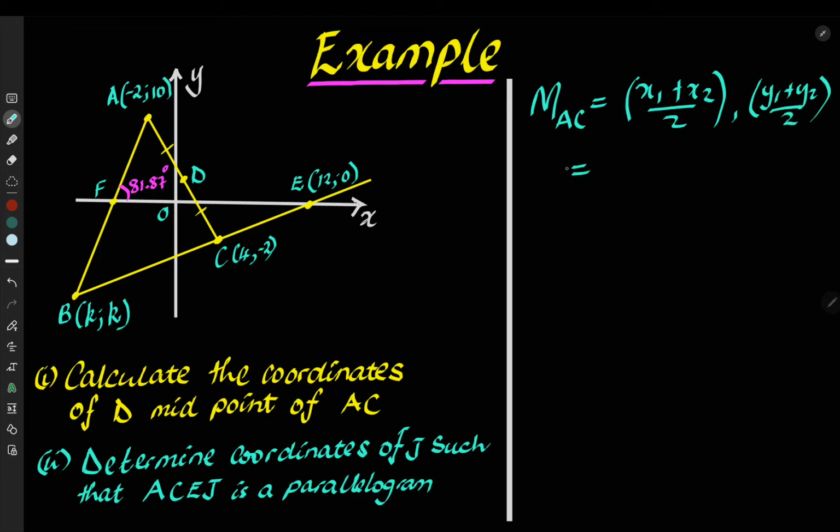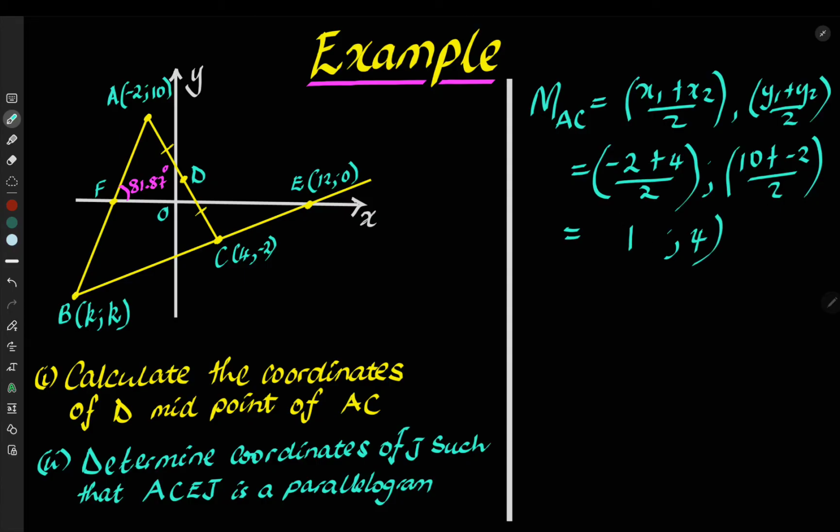So in this case, that will be equal to, the x coordinate, the x1 will be negative 2 plus 4, then divided by 2, and also it will be 10 plus negative 2, also divided by 2. And this gives us negative 2 plus 4, that will be 2, then that gives us 1. And here that will be 10 minus 2, that will be 8, then divided by 2, that will be 4. Therefore, the point D is equal to (1, 4). And this is quite easy. And this is how you determine the coordinates of D, which is the midpoint of AC.